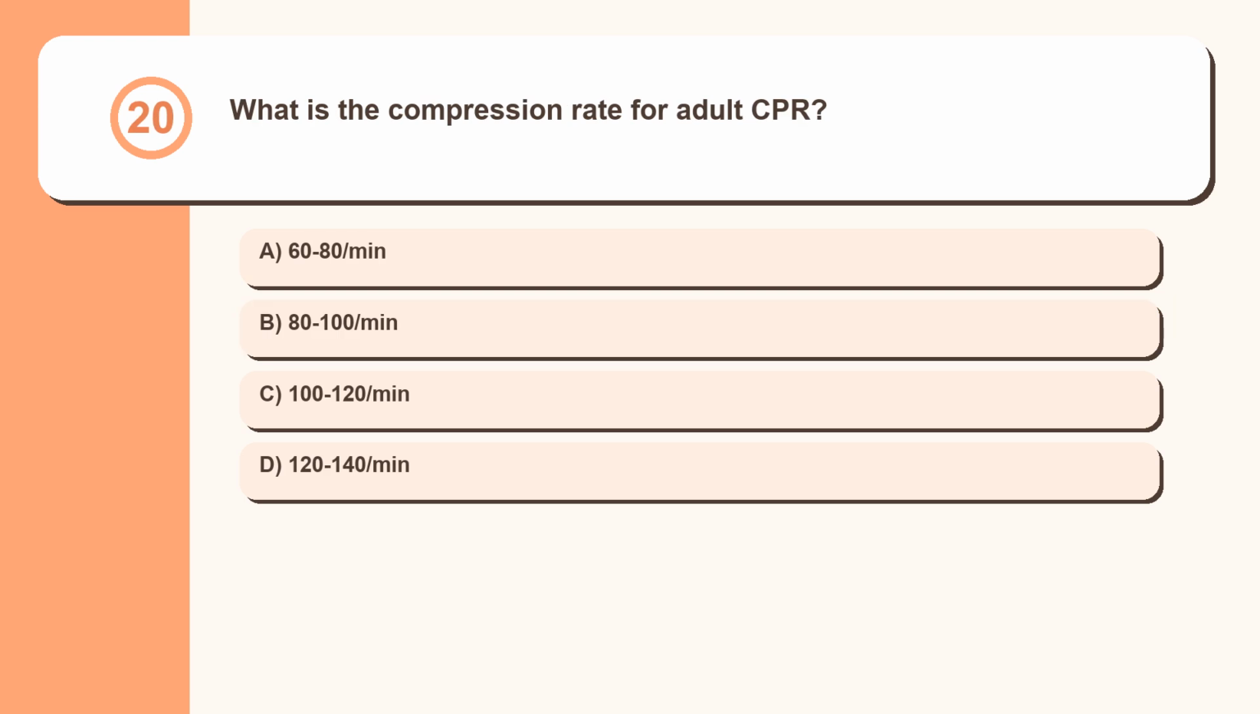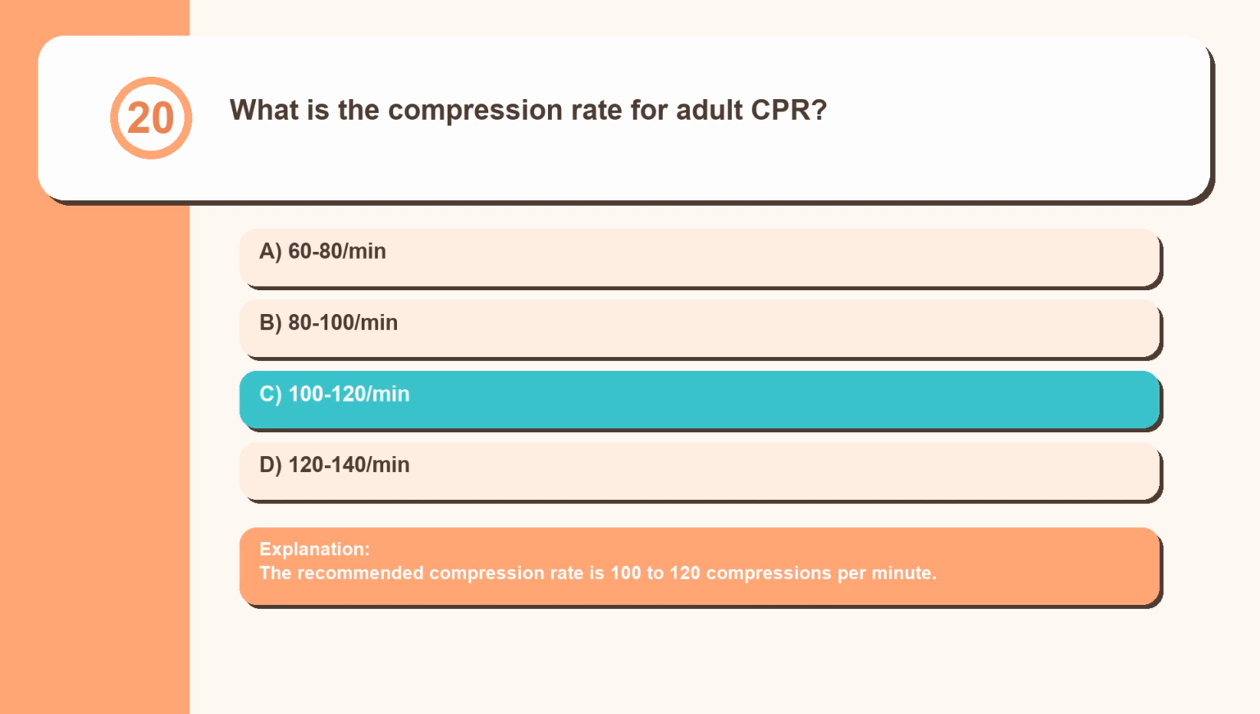Question 20. What is the compression rate for adult CPR? 60-80 per minute, 80-100 per minute, 100-120 per minute, 120-140 per minute. The recommended compression rate is 100 to 120 compressions per minute.